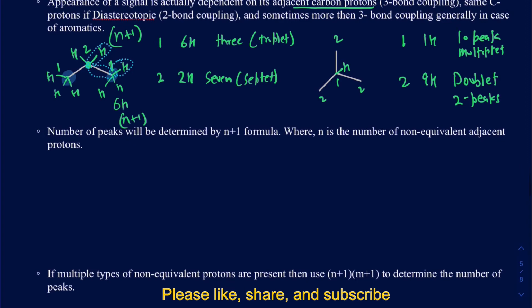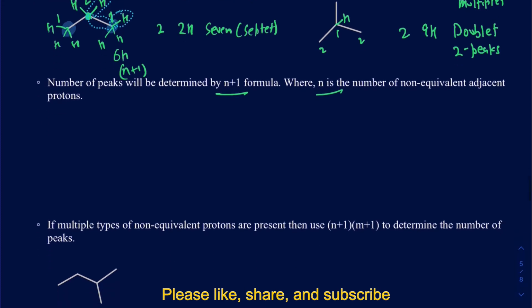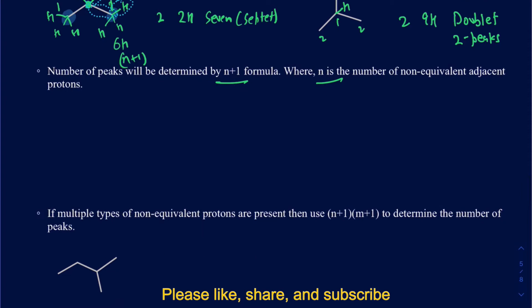So we already talked about the number of peaks will be determined by the n plus 1 formula, where n is going to be the non-equivalent protons. If you have multiple non-equivalent protons, then you can use this formula n plus 1 to determine the number of peaks. Now this could be a little bit sketchy sometimes, because sometimes their coupling constants are the same, so you just kind of add them up together and just use n plus 1. But typically, if you're trying to figure out how many peaks you're going to have, you will be using n plus 1 times n plus 1 formula.